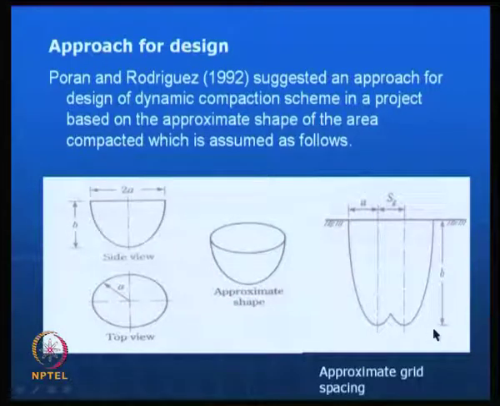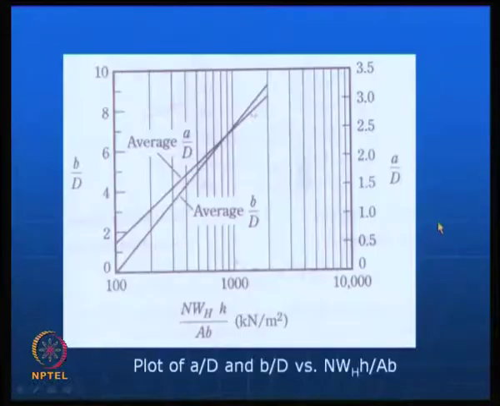Say for example, B is the depth of the soil that you would like to densify, and A is the diameter. We will see some of these parameters. Actually, there is an approach available in literature which can be useful. In a design we know what is the depth to be improved.